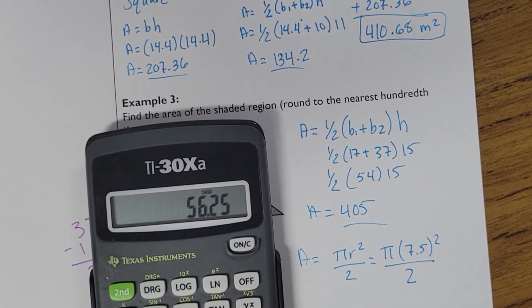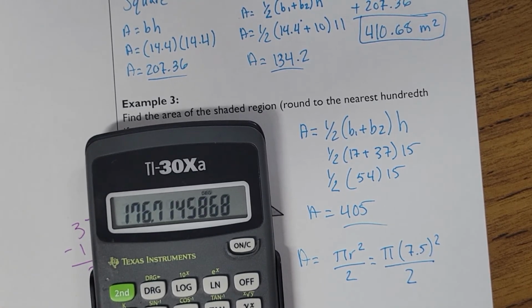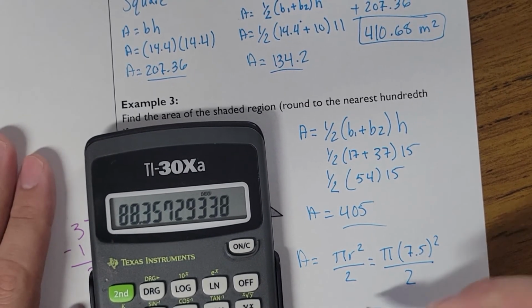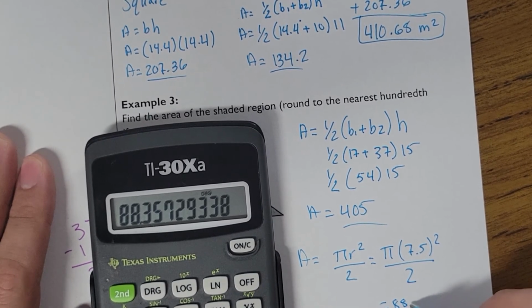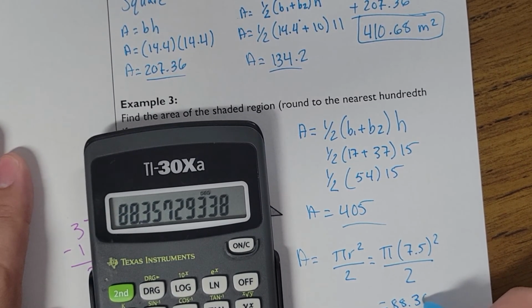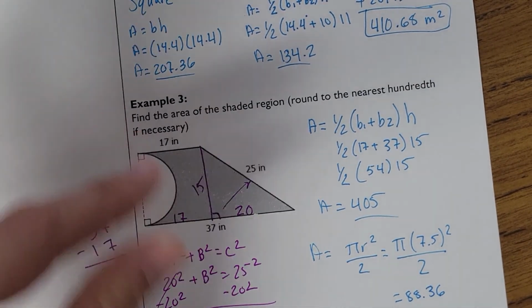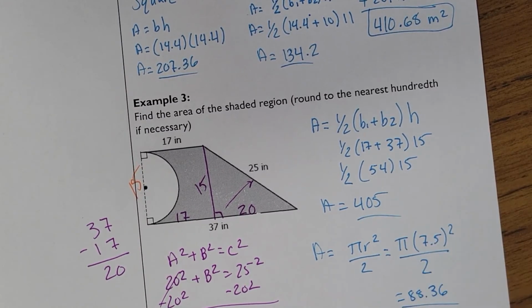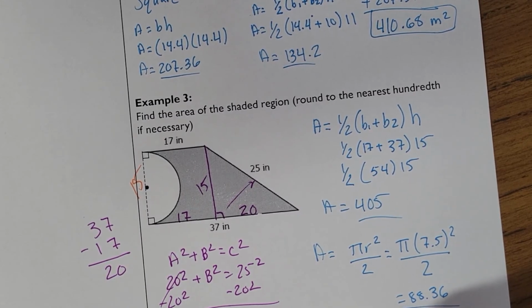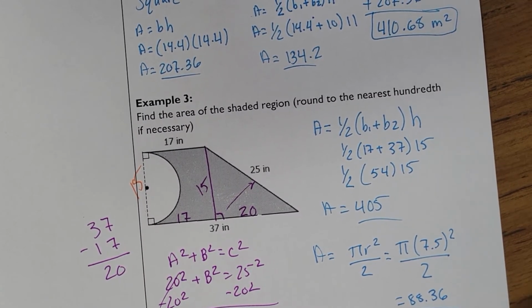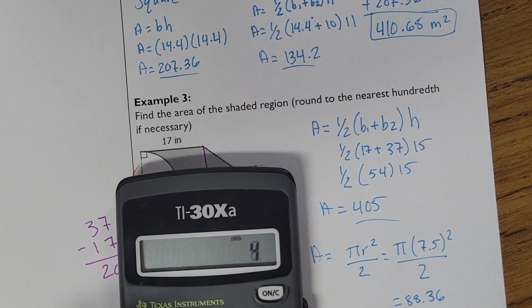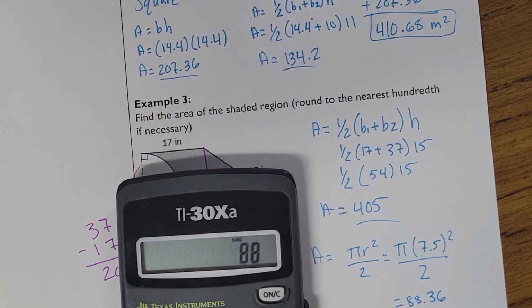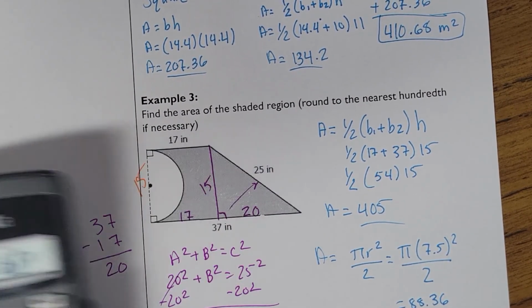So 7.5 squared is 56.25. Times that by pi, and then divided by 2. I get that the area equals 88.357, so 88.36. Again, we're taking that unshaded area out. So now that we have the area of our unshaded region, we're going to do a subtraction problem. 405 minus 88.36, and I get 316.64.